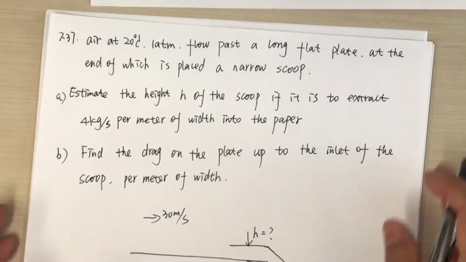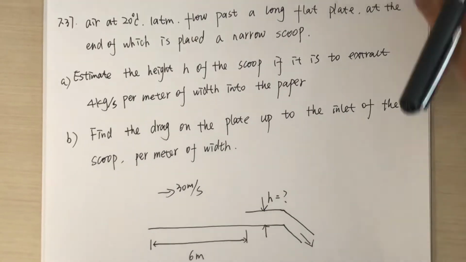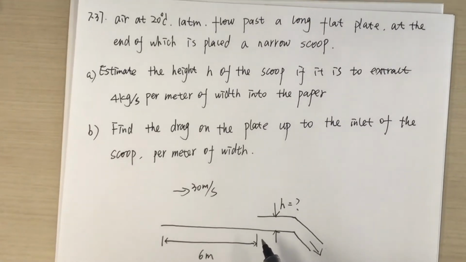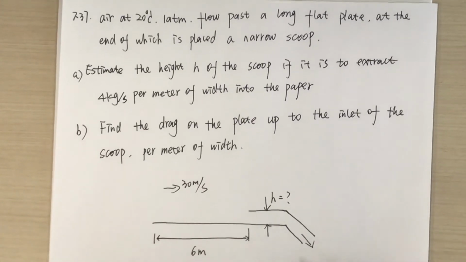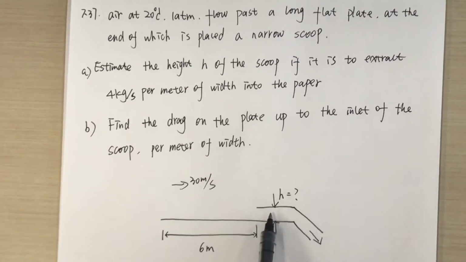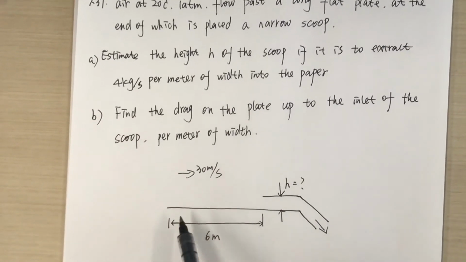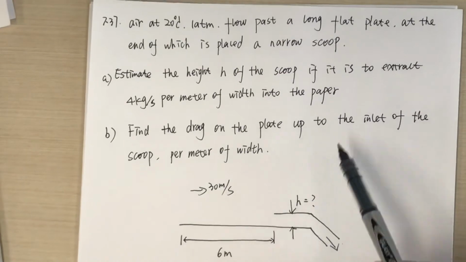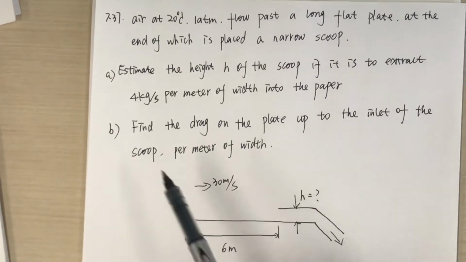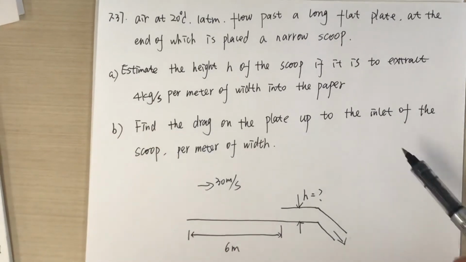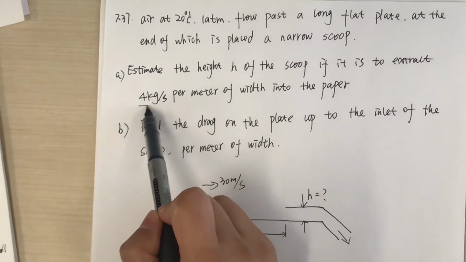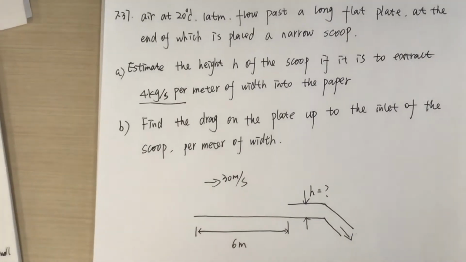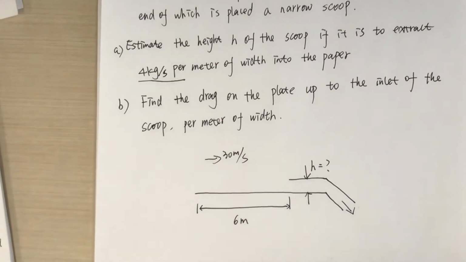It's 7.37. It's still air at 20 degrees and 180 m past a long flat plate, at the end of which is placed a narrow scoop, and we have to estimate the height h of the scoop if it is to extract 4 kilogram per second per meter of wax into the paper. Actually, here is the flow rate. B, we have to find the drag on the plate up to the inlet of the scoop per meter of the wax.